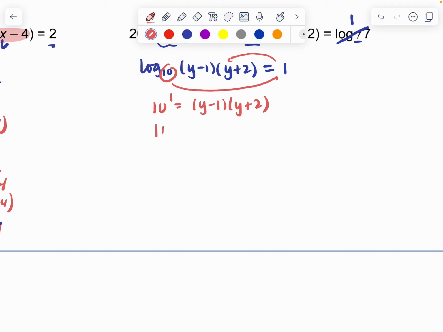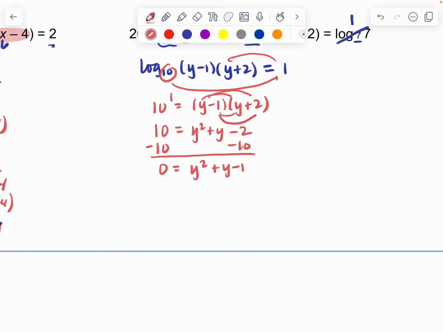So 10 to the first is 10. If I FOIL this out, I get y squared. And then I get 2y minus 1y, which is just y. And then negative 1 times 2 is negative 2. Remember, with a quadratic, it has to equal 0. So let's subtract 10 from both sides. Then I have 0 equals y squared plus y minus 12.